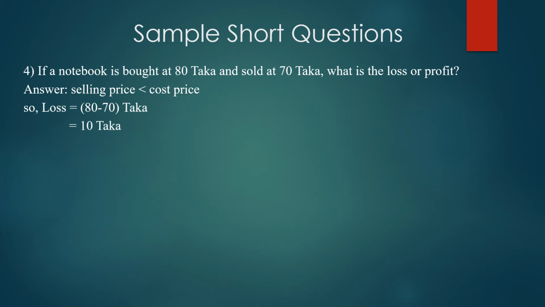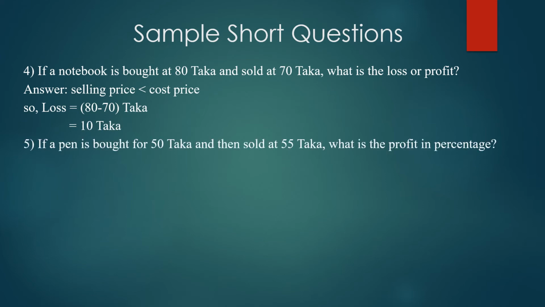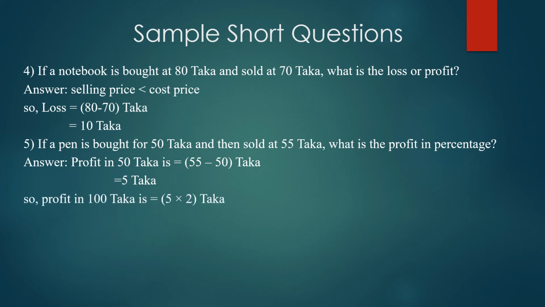Now, question number 5. If a pen is bought for 50 taka and then sold at 55 taka, what is the profit in percentage? To solve this question, first we have to find out the profit, then we express it in terms of percentage. So, the profit in 50 taka is 55 minus 50 taka, that means 5 taka. If the cost price is 100 taka, then the profit will be doubled, that means it will be 10 taka. So we can say that we have 10% profit.